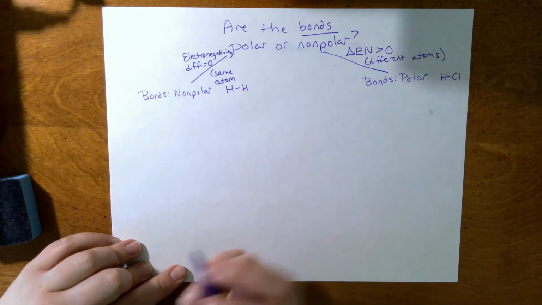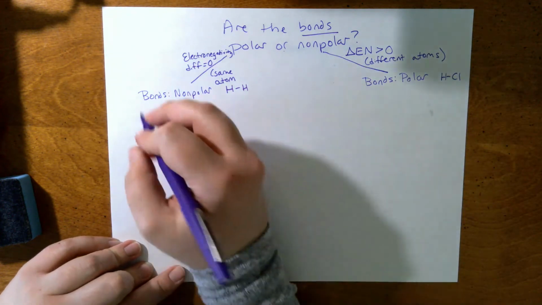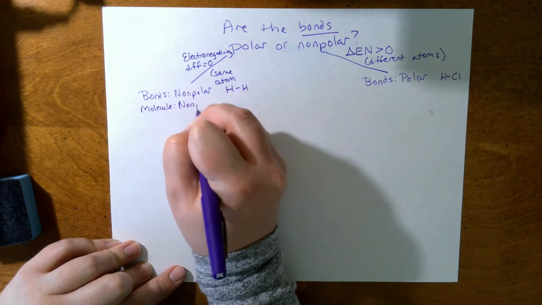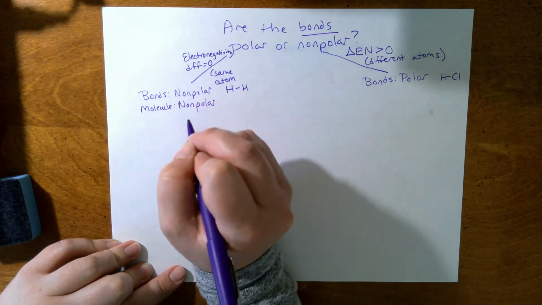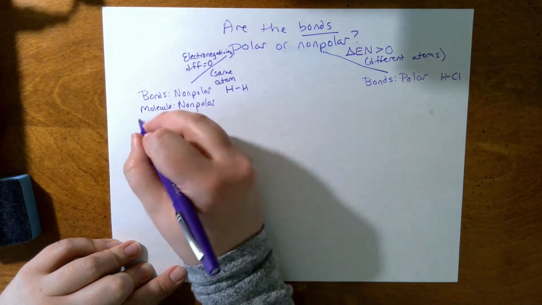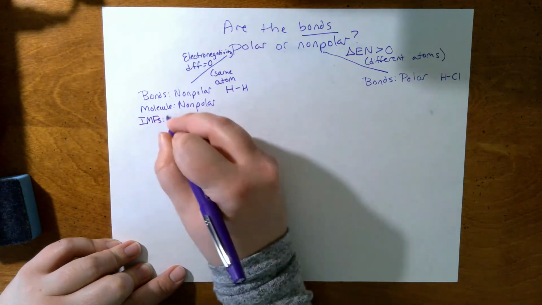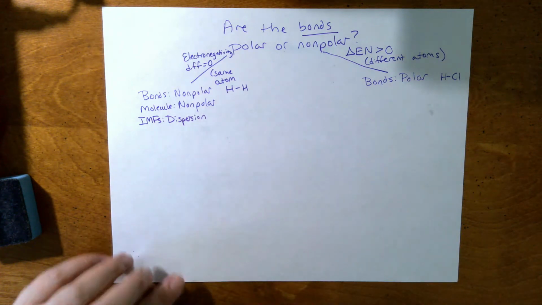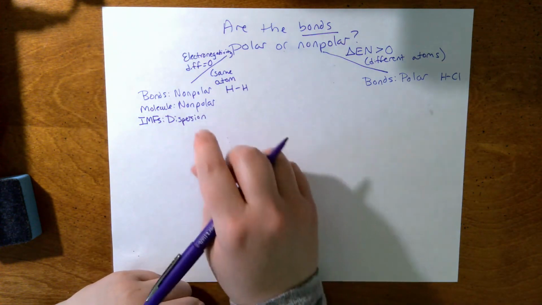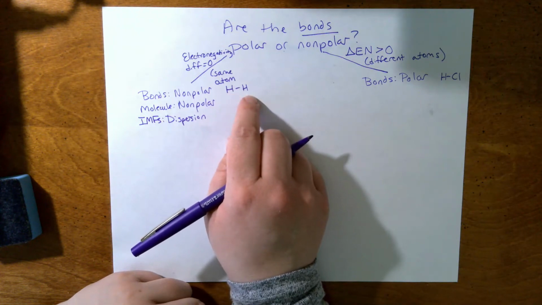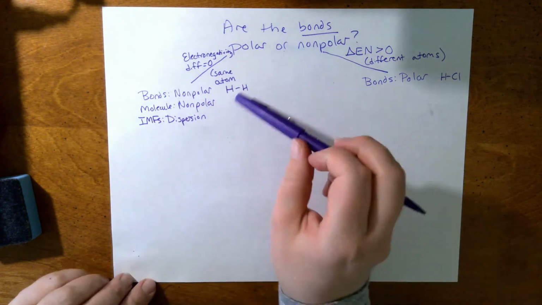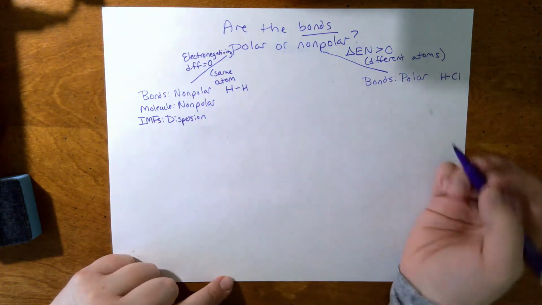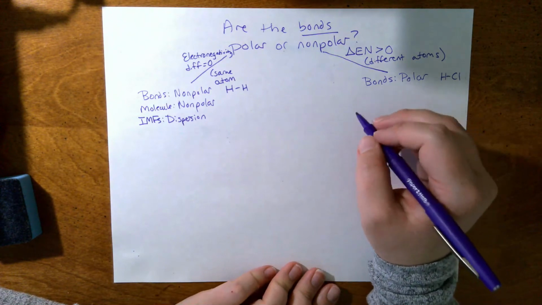Okay? Now, if the bonds are nonpolar, the molecule must also be nonpolar. Now we know that if we have a nonpolar molecule, the intermolecular forces have to be dispersion forces. And go back and watch the last video if you need help tying those together. Okay? So if I have H-H, for example, it's dispersion forces, done, because the bonds are nonpolar, so the molecule is nonpolar, and I have to have dispersion forces. Now, if the bonds are polar, I then have to ask myself another question.